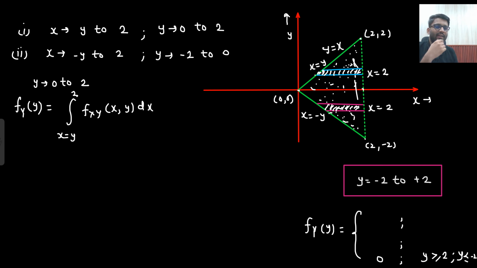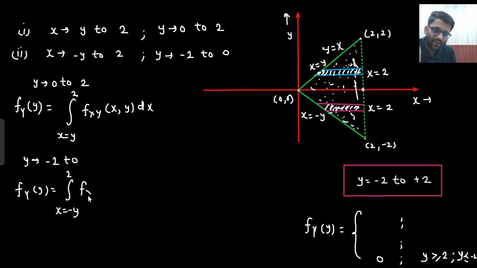Because you know that y can take value between -2 to 2 only. Then you got to know that when y is taking value between 0 to 2, the limit of x is something different. Limit of x is from y to 2. And when your y is taking value from -2 to 0, then your limit of x is something different. What is your limit of x? Then your limit of x is from -y to +2. A very good point we are seeing here, okay, very good point.